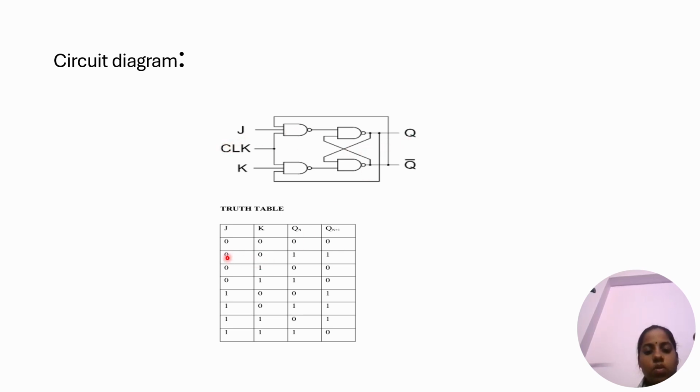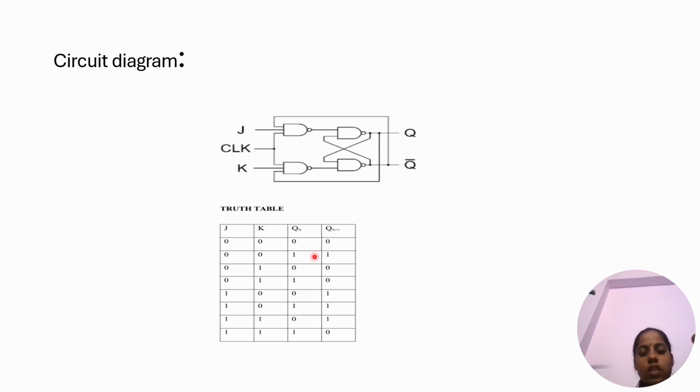This is the truth table of the JK flip-flop. Here J and K are the inputs, and Qn and Qn plus 1 are the outputs of the flip-flop. Here also there are two inputs, which means 4 combinations: 0 0, 0 1, 1 0, 1 1. Here 0 0 means we have to take both clear and preset.